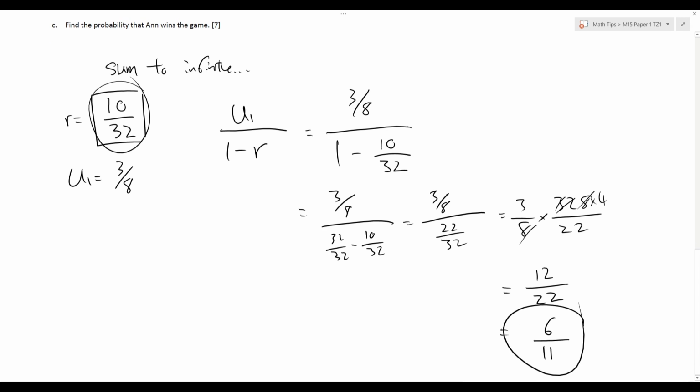This is not a hard question, but it's actually very difficult to spot that what they were trying to ask was actually sum to infinity, because there's no other way that you've learned that can get that probability out.